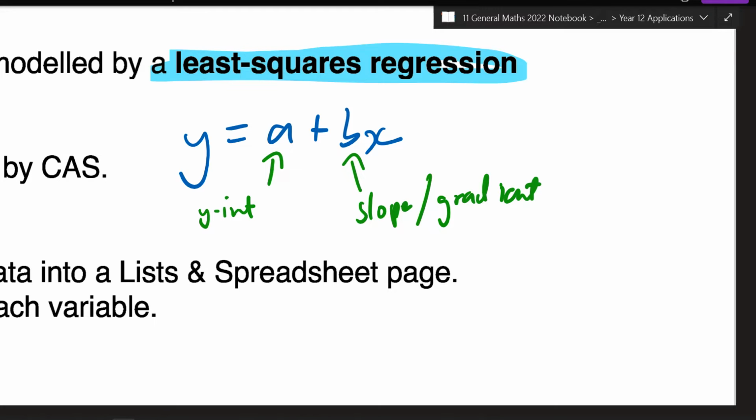You probably remember, maybe back in year 10, y equals mx plus c. It's the same thing, just slightly different letters. But in year 11 and year 12, we use a plus bx.